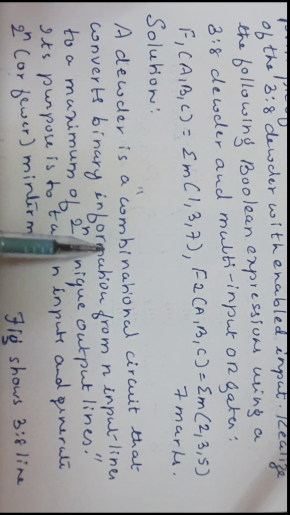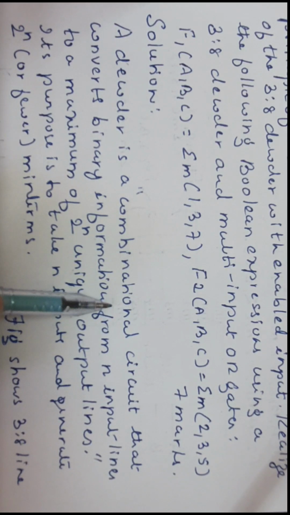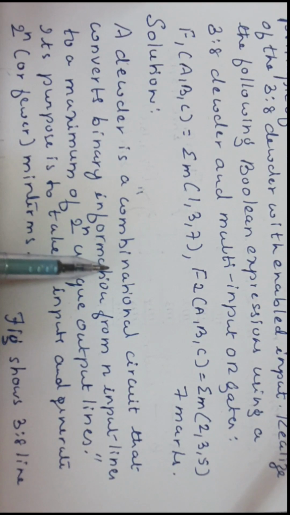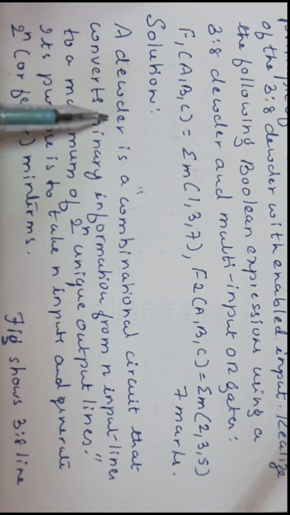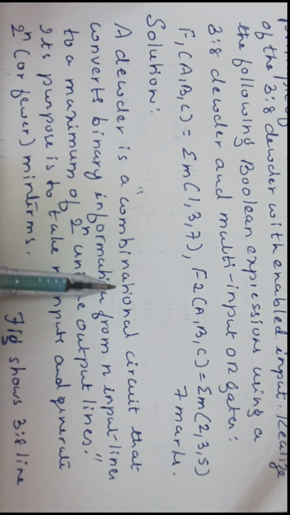So it's a combinational circuit in the sense that it is made up of logic gates. In a combinational circuit, the output at any instant depends only on the inputs present at that time, not on previous outputs. Second point, it will not have any memory elements. It will have only logic gates. So a decoder is also a combinational circuit.